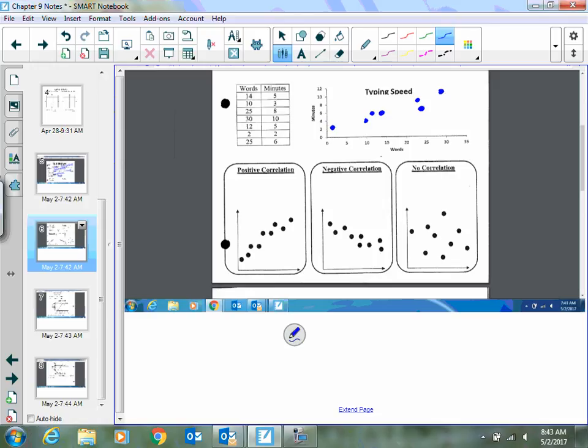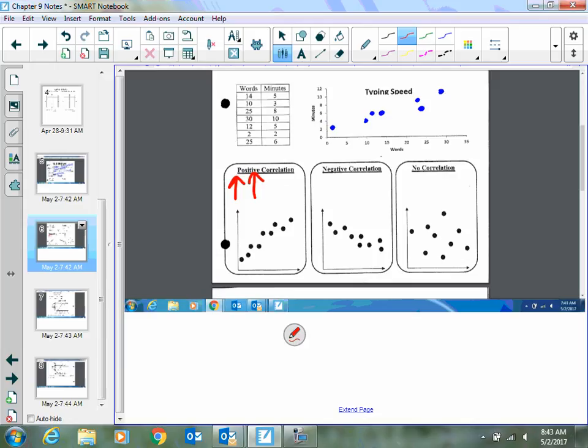Team kind of already told us that this is positive because they're going in an uphill trend. So we call that a positive correlation. Everybody with me? This is a positive correlation. So a positive correlation is when the things are doing the same thing. So like here, as words go up, minutes go up. That both are going up. That's a positive correlation.